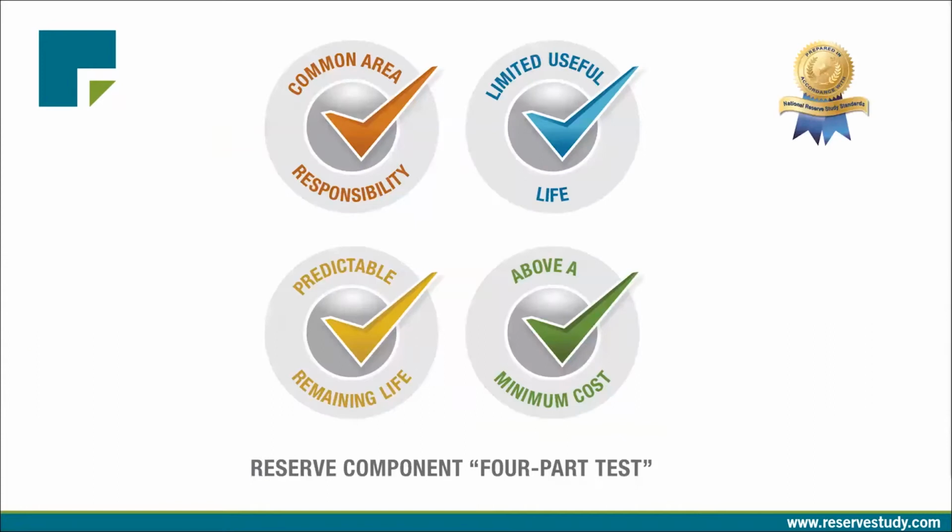Think about it like this. There's a 4-part test within those national standards that every reserve component must pass. Number 1, is it a common area responsibility, not individual owner? It's a common area association responsibility. Number 2, it has a limited useful life. Number 3, it has a predictable remaining life. And 4, it's above a minimum threshold cost of significance. Every component in your reserve study needs to pass this 4-part test. In the state that I live in, it's codified that reserve study providers must consider expenses 1% or more of your total annual operating expenses.